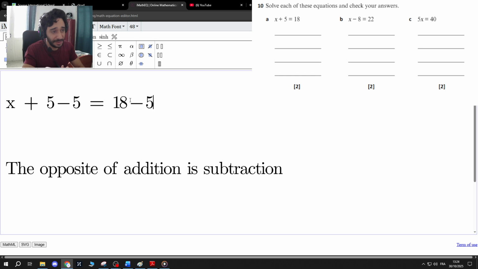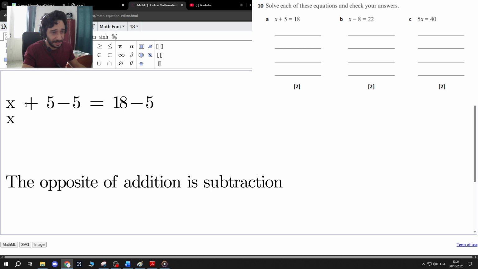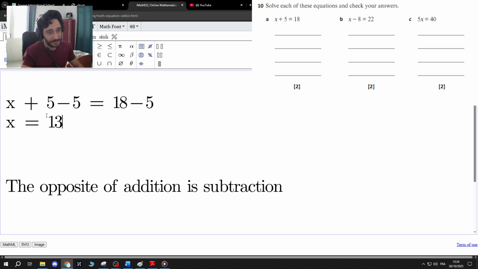And now all I have left to do is simplify what I just added. So it would be x, and then what's 5 minus 5? That's 0. So we'll only have an x remaining on this side. And what is 18 minus 5? 13. And would you look at that? I just found x. What is x? X is 13. You have just solved A.